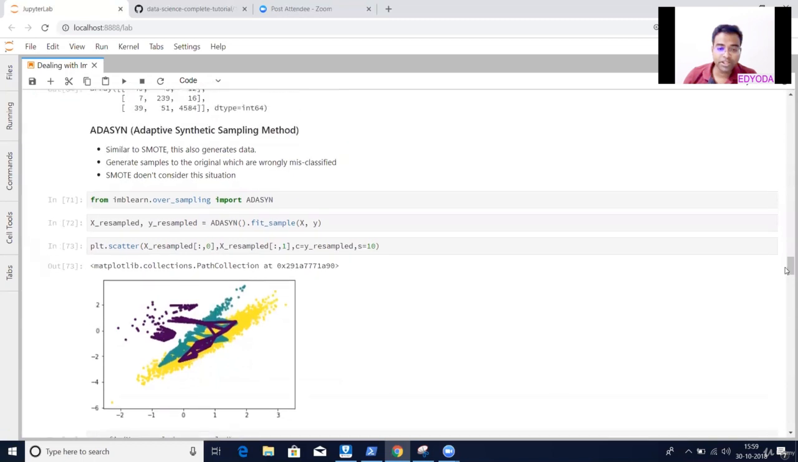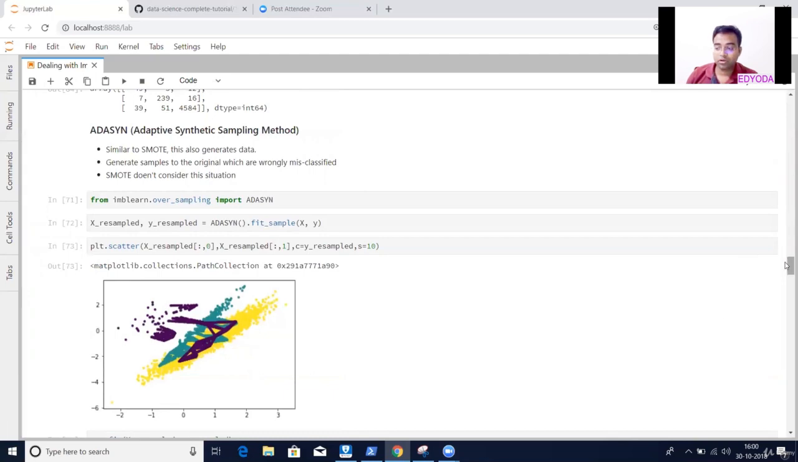Then you have another technique, the adaptive synthetic sampling method. Okay, this is similar to SMOTE. It will generate the data, but it will generate data corresponding to the original data which were misclassified. SMOTE does not consider the situation of getting misclassified and all that. It will simply generate data. This one you will see is not generating data for this area. It is generating data only for this area because these were highly misclassified.